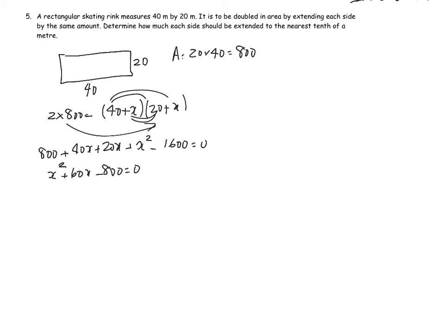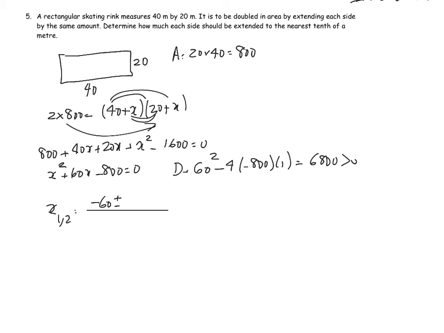To solve this quadratic equation, I use the quadratic formula. The discriminant, d, is b squared minus 4ac, which is 60 squared minus 4 times negative 800 times 1, which is going to give me 6800, which is greater than 0, so it means I have two solutions for x. So I'm going to write x1 and 2 is equal to minus b, which is minus 60 plus or minus square root of 6800. Square root of 6800 is around 82.5 divided by 2a, which is 2.